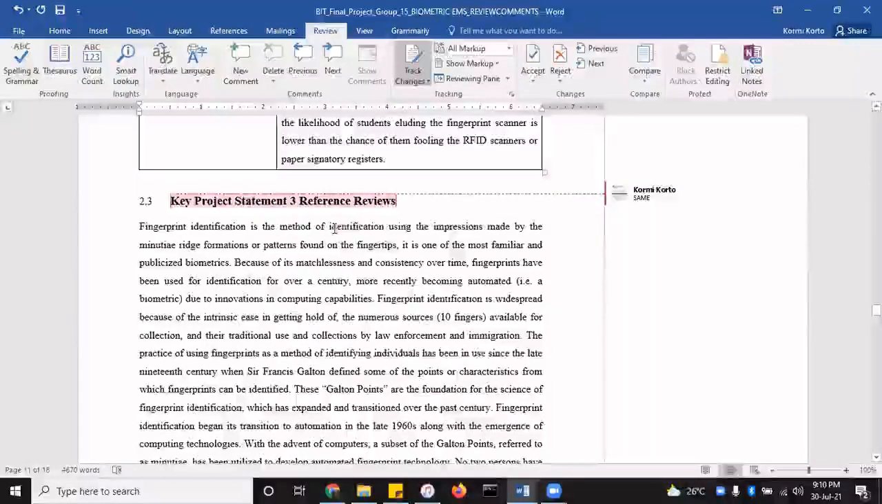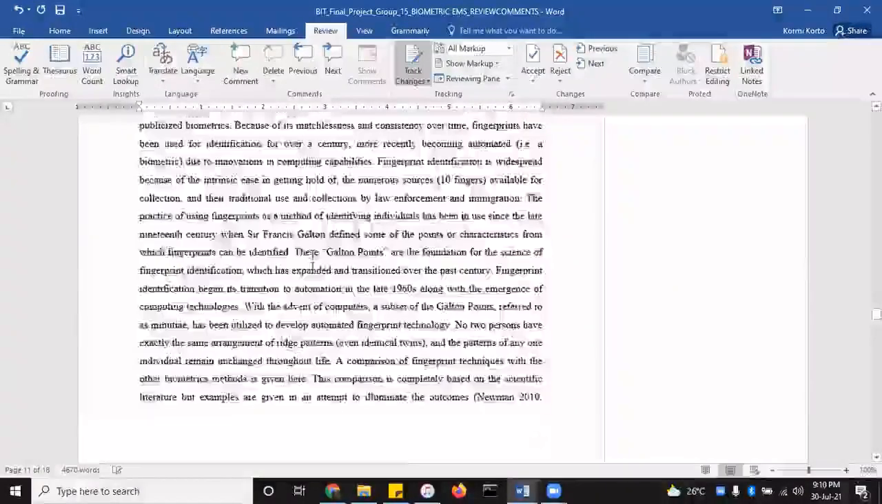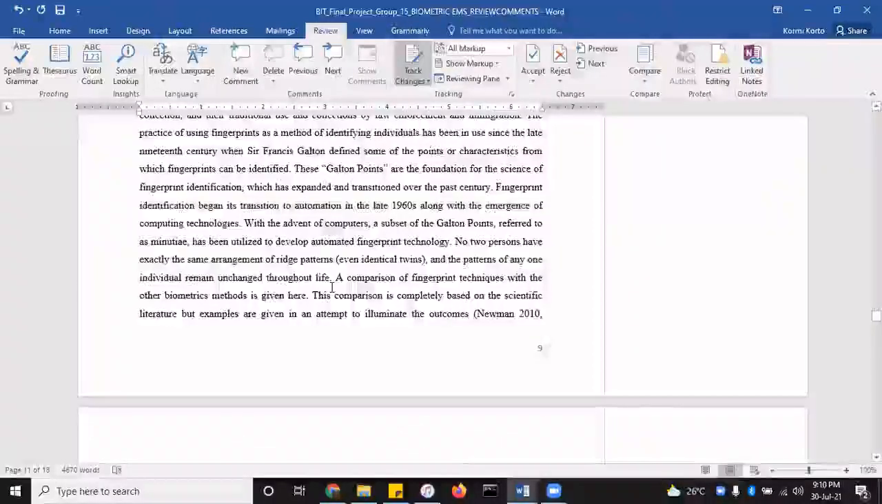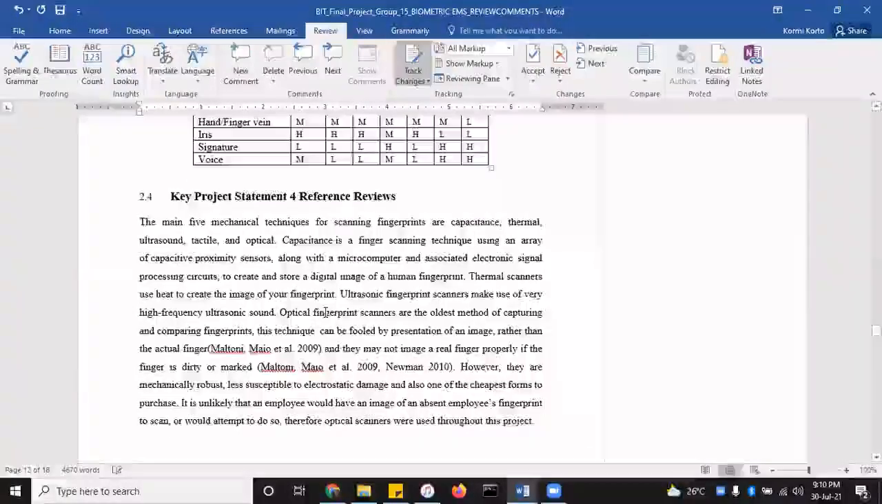And then he goes on to another key statement again. Fingerprint identification is the method of identification using the impression made by the miniature ridge formations or patterns formed on the fingerprints. So I'm guessing all of this is about how biometric devices are designed, basically. So let's keep going and see if we can find any of the problem statements here.